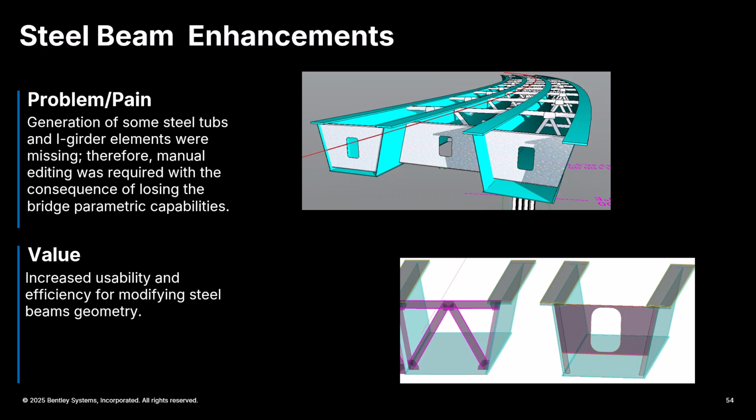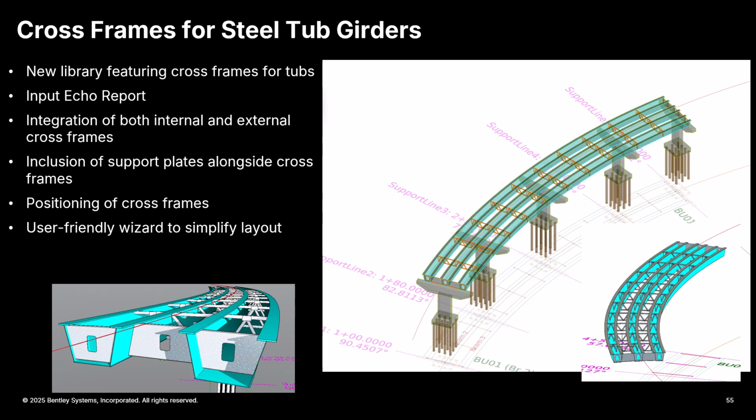We have completed the modeling of steel tops, adding cross frames, interior and exterior for the girders, for which we have added a new library. These, of course, are accounted for in the input echo report and in quantities as well, and they take advantage of the wizard tool to lay out the cross frames for the steel tops.